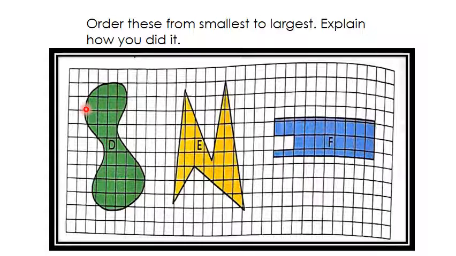So you will count how many squares each shape covers, and the number of squares will obviously help you to order the shapes from smallest to largest.